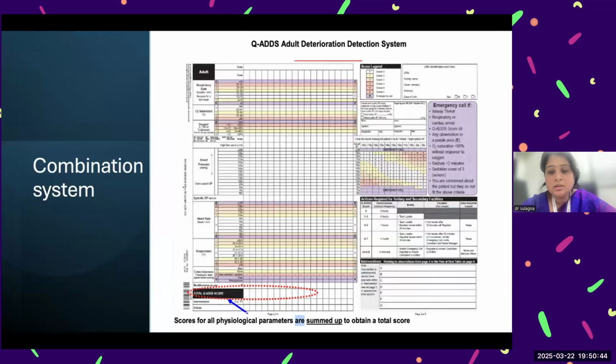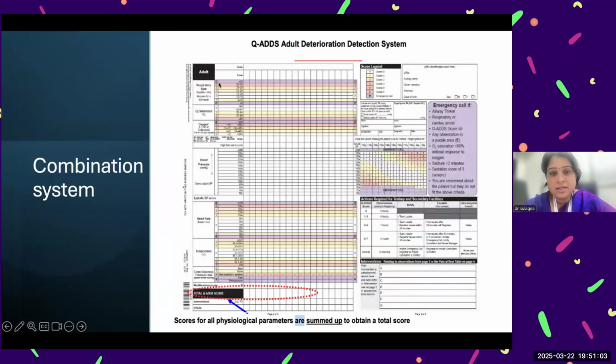This is one of the combination systems. A combination system is an aggregate weighted system with a single parameter or multiple parameter system. This was developed in Queensland, Australia, and it is called the adult deterioration detection system.